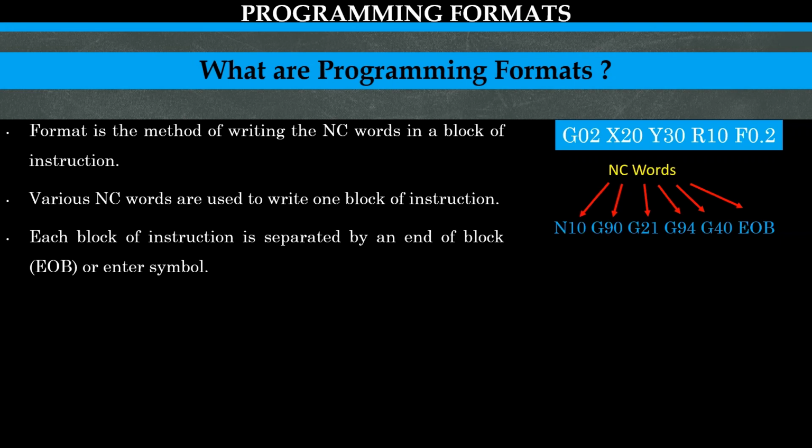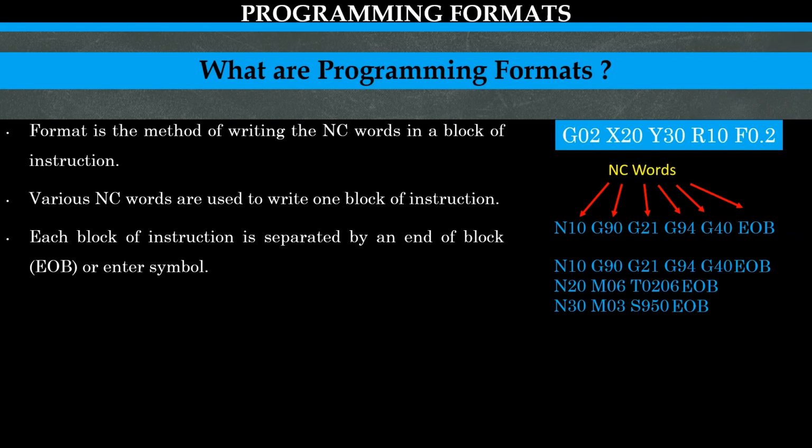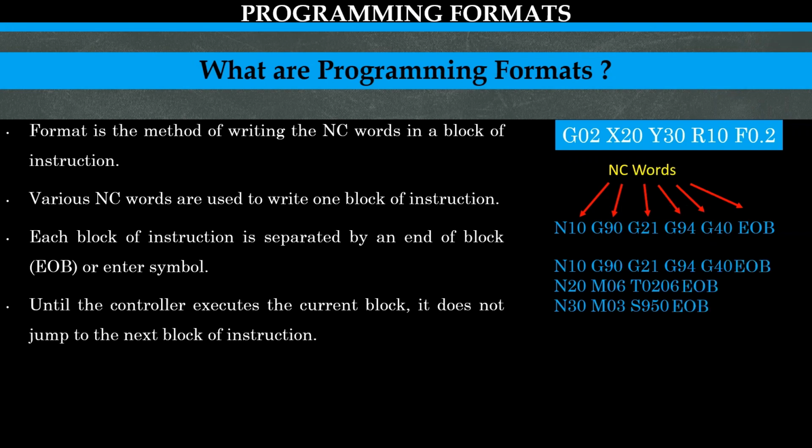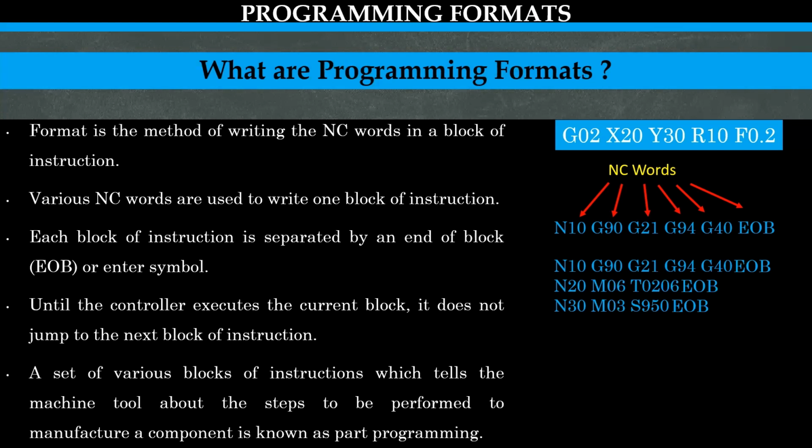Each block of instruction is separated by an end of block, EOB, or enter symbol. I had made a video in which I explained the use of the end of block function. Until the controller executes the current block, it does not jump to the next block of instruction. And the controller understands that a particular block is complete and has to be executed by the use of the end of block word. So when these different NC words are written, a block of instruction is formed.